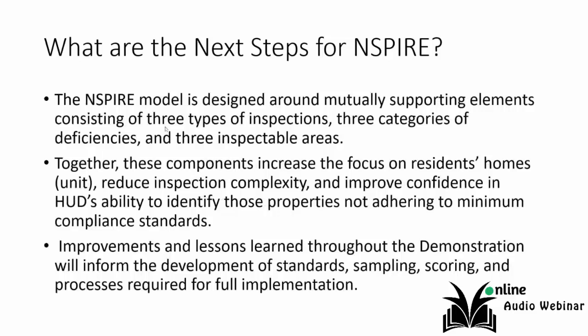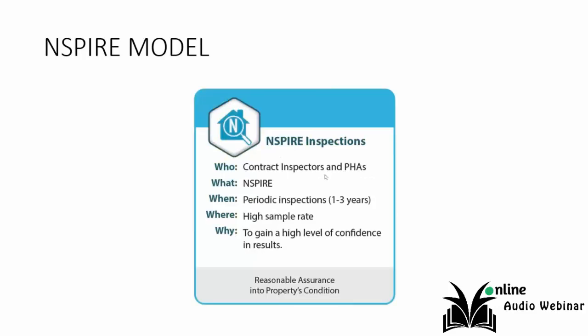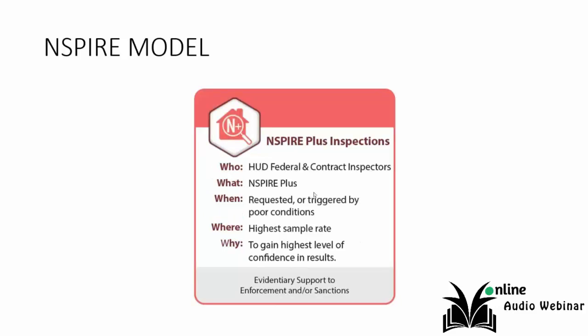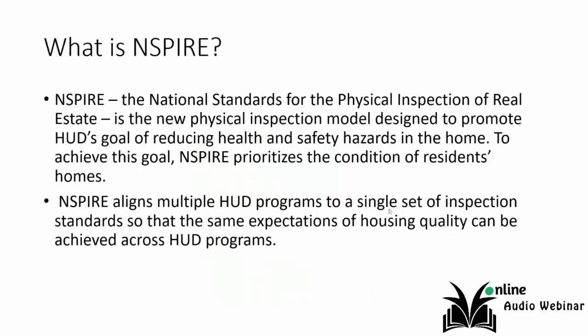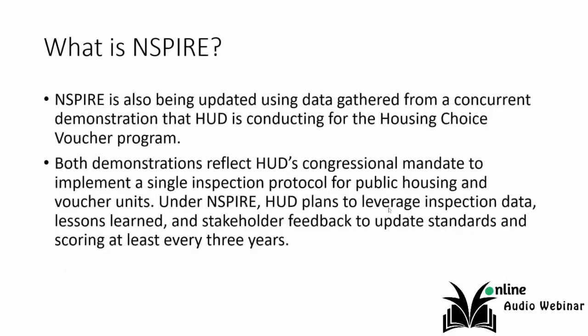The NSPIRE model is designed around mutually supporting elements consisting of 3 types of inspections, 3 categories of deficiencies, and 3 inspectable areas. One of the goals of the NSPIRE program is self-inspections. Then the NSPIRE inspector is going to come and inspect, or the PHAs. Now there's also the third, NSPIRE Plus inspections, and this is for troubled property. It's again a single set of inspections, and introduces a new innovative approach, developed and updated over 2 years to get this updated.